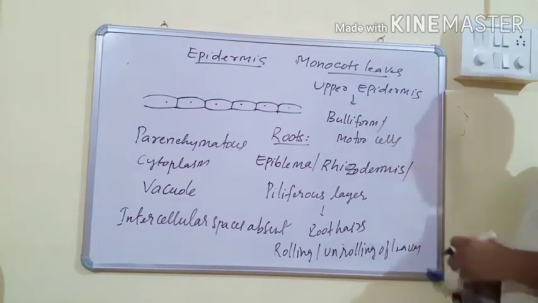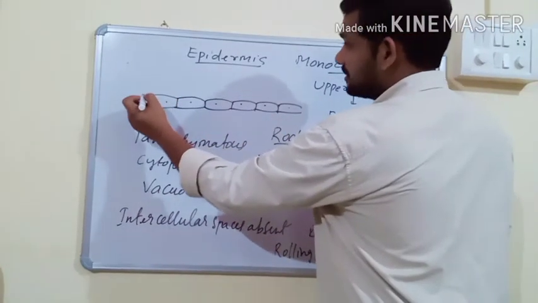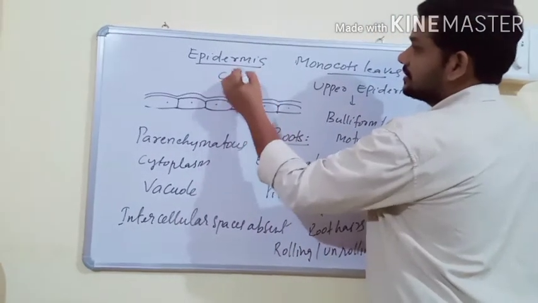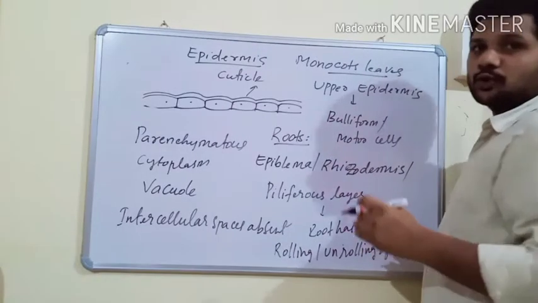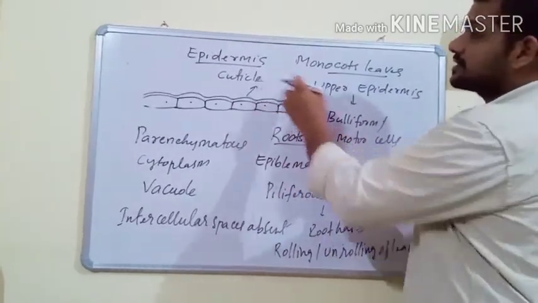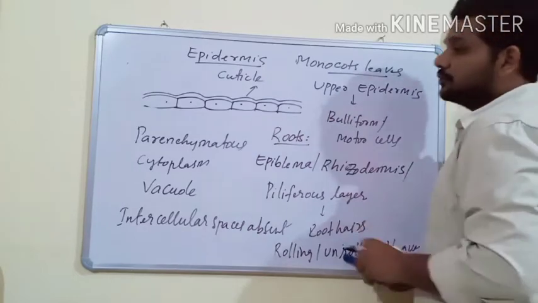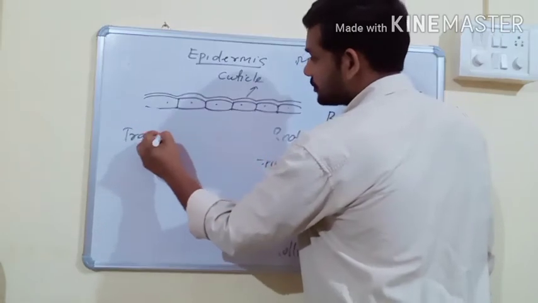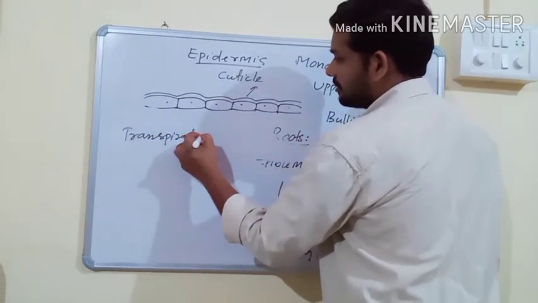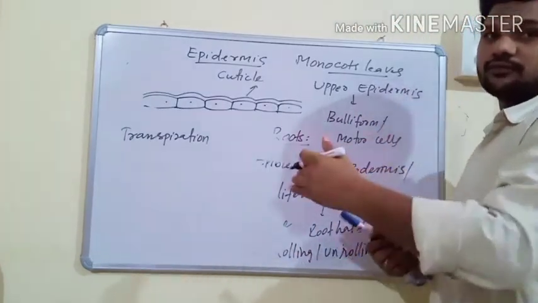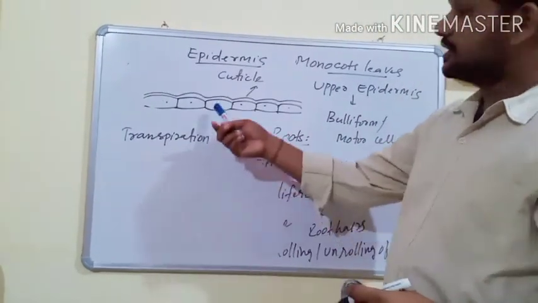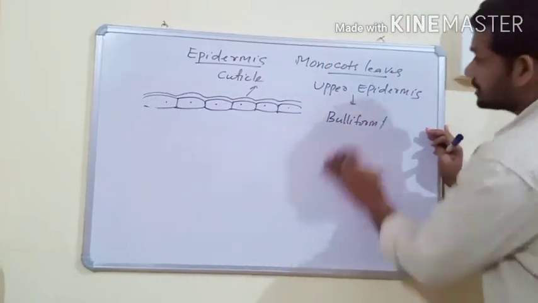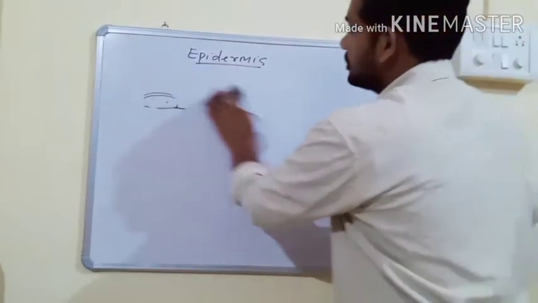In epidermis, usually in stems, on the outside there is a continuous layer known as cuticle. Cuticle reduces the rate of transpiration. What is transpiration? It is the loss of water in the form of vapor. So this is the first tissue of the epidermal tissue system, and the epidermis acts as a protective layer.